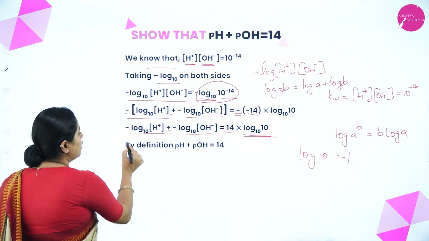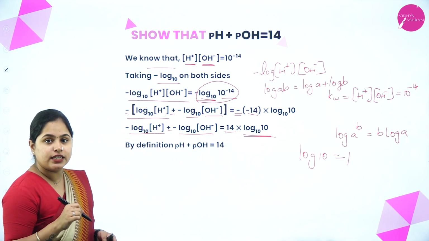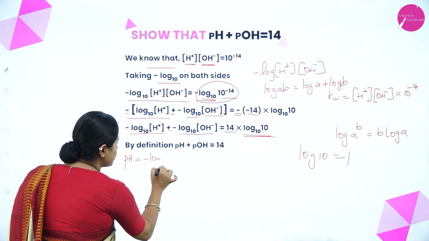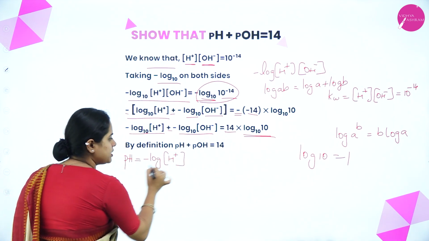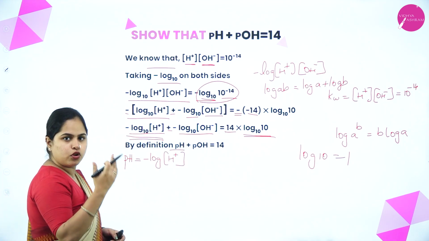Now coming to this part, what is minus log base 10 of H plus? We have already studied this. What is the equation for pH? pH is equal to minus log molar concentration of H plus, right? So instead of writing this, can I write it as pH? Right, because both of them are equal.